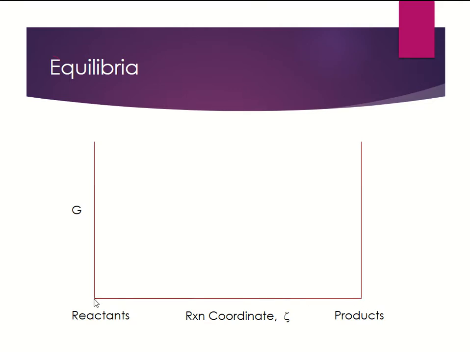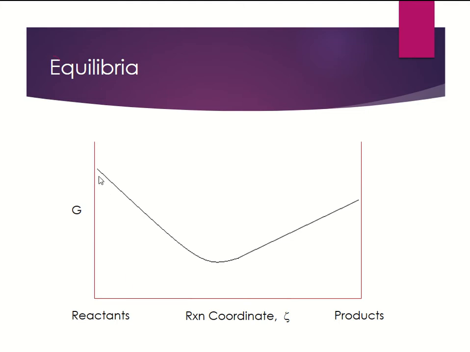So over here on the left, that's just reactants and no products, and over here all the way to the right, it is products and no reactants. Anywhere in the middle, we have a mixture of reactants and products. Then on the vertical axis, we have the Gibbs energy. So how does the Gibbs energy proceed as we go along the reaction coordinate from reactants to products?